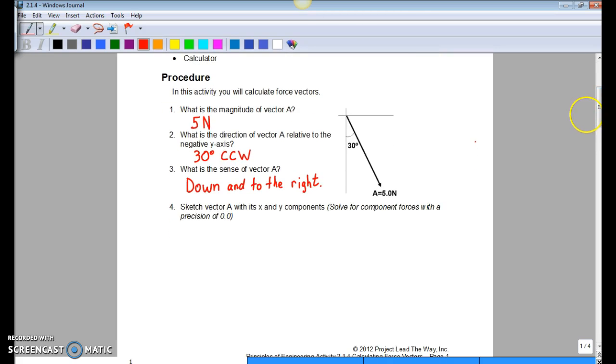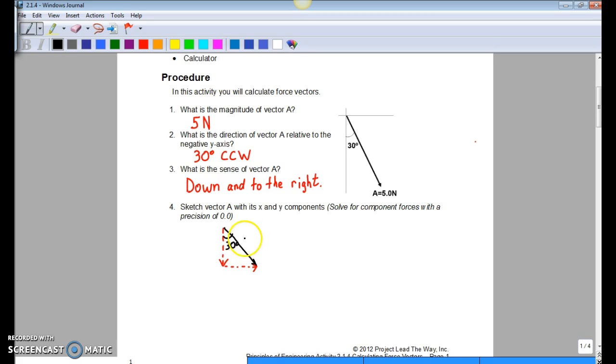Okay, so question 4, sketch vector A with its x and y components. So we've got some angled vector here that we're going to break into x and y components. I'm just going to simply draw kind of like this dotted. Here's my y component. And there's my x component. So if we drew in our official vector A, what at this point I would refer to as our resultant vector. 30 degrees is our angle.